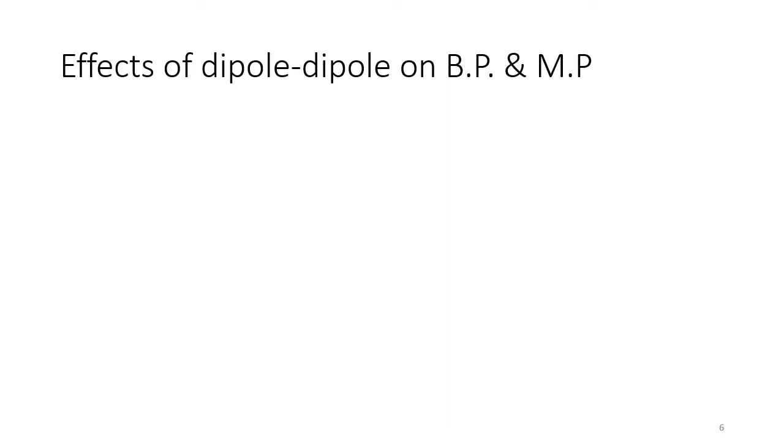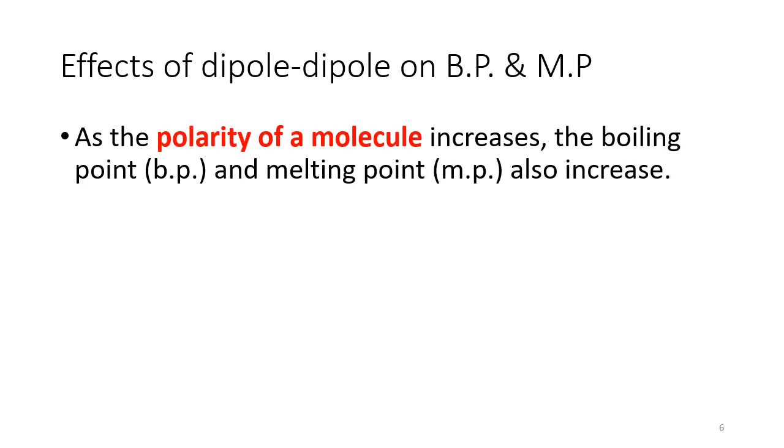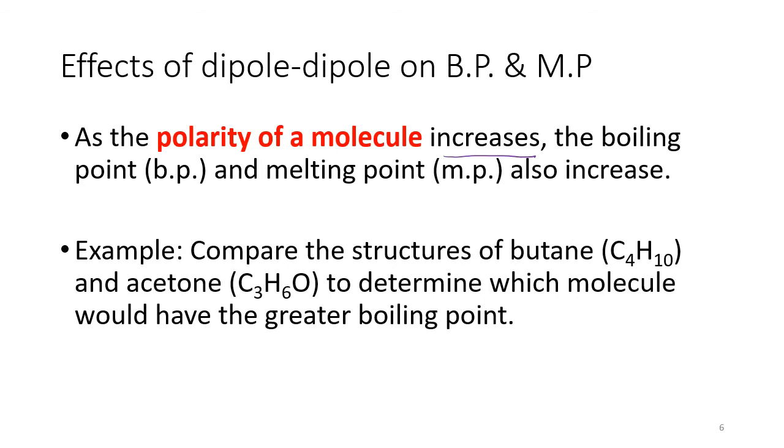The strengths of intermolecular forces between molecules affect properties such as boiling points and melting points. As the polarity of a molecule increases, the boiling points and melting points also increase. Let's compare two examples. Butane, C4H10, this is what's in lighter fluid, to acetone, C3H6O, which is in nail polish remover. Let's determine which molecule would have the greater boiling point based upon the polarity of the molecule.